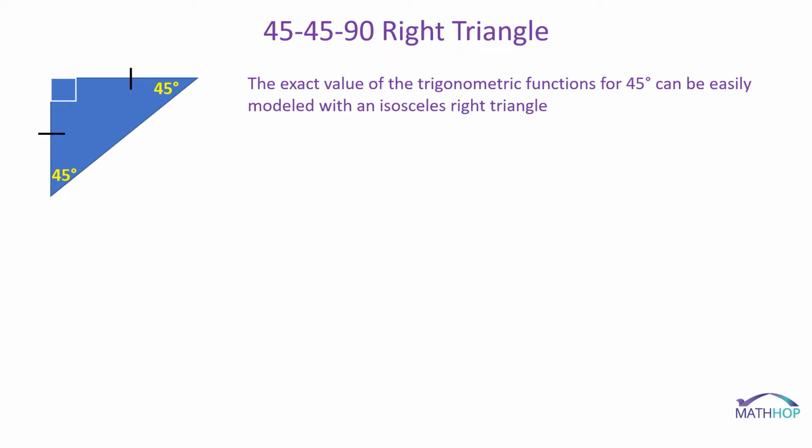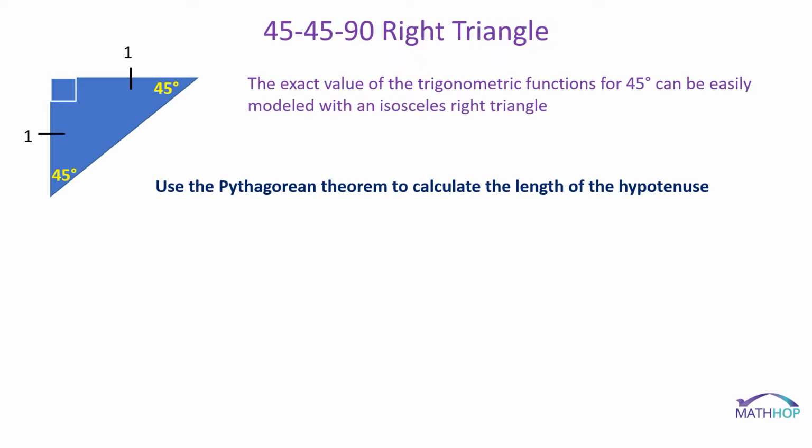So if we have a 45, 45, 90 right triangle, we have an isosceles right triangle. We have a 90-degree angle, we have 2 45-degree angles, and the 2 legs are equivalent. And we can use that triangle to find the exact value for the 6 trig functions for 45 degrees. So let's assign side lengths to our legs. Let's choose 1. That's the easiest side to work with. So let's label our 2 legs 1. And we are going to use the Pythagorean theorem to calculate the length of the hypotenuse.